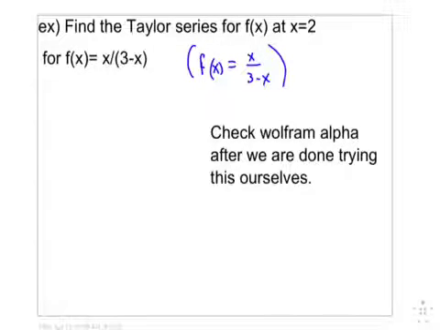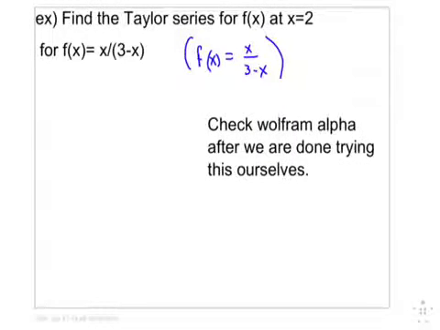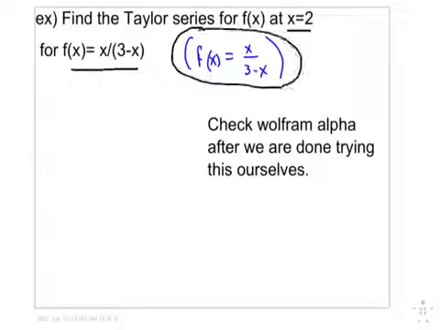Okay, welcome back. This will be our last example that we work through together on the Taylor and Maclaurin series guided notes. So let's dive right in. Let me grab my magic pen here. Find the Taylor series for f of x at x equals 2, where f of x is the quantity x over 3 minus x. And you see I've rewritten that over here.